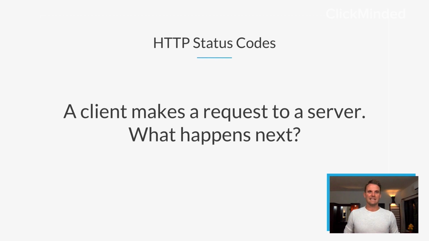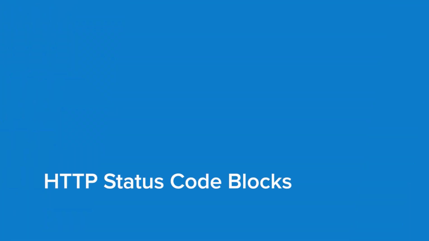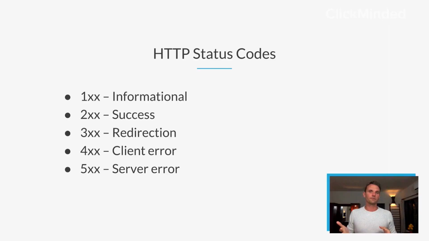What happens next? Status codes let us know whether the request was a success, a failure, or something in between. That's what an HTTP status code is. Let's jump into each one of these next. The 100 block are informational requests. The 200 block are successful requests. The 300 block are for redirects. The 400 block is for client errors, and the 500 block is for server errors.